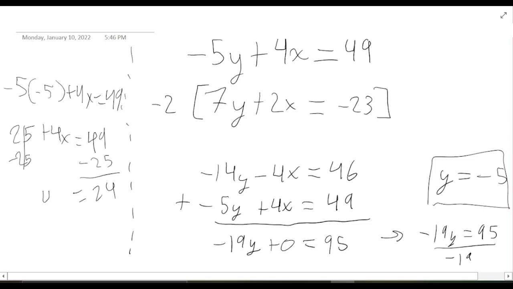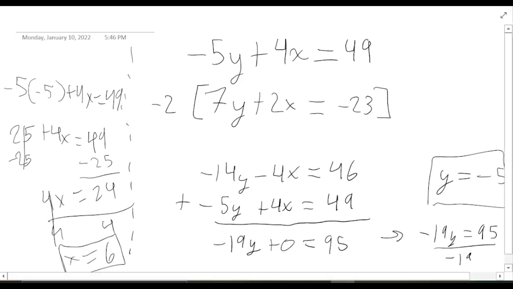So now we can do 4x equals 24. We divide 4 on both sides. The 4's cancel out here. So 24 divided by 4 equals 6. And that is what our x will equal. So we can write our answers as x equals 6 and y equals negative 5.